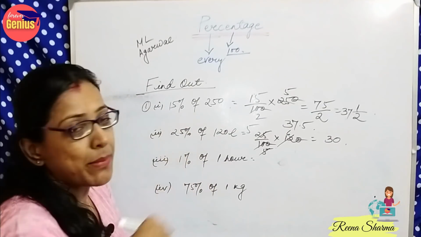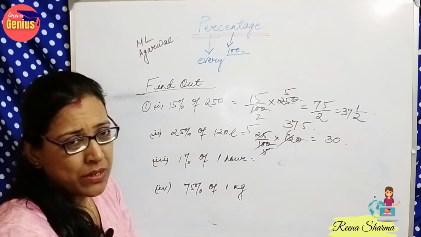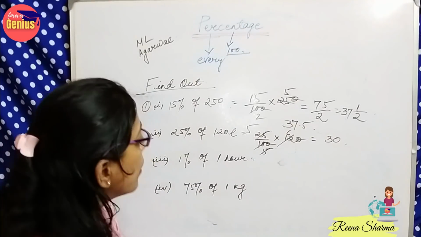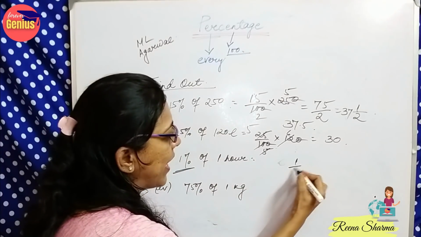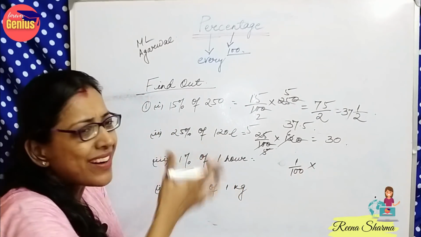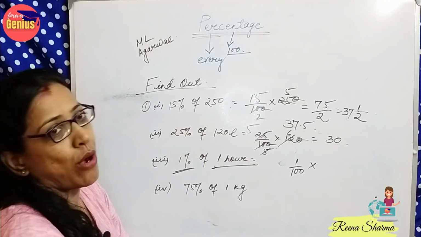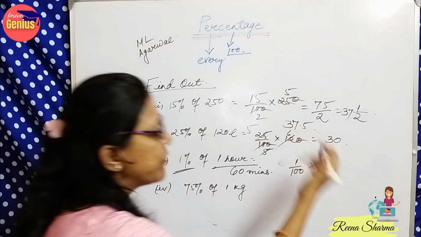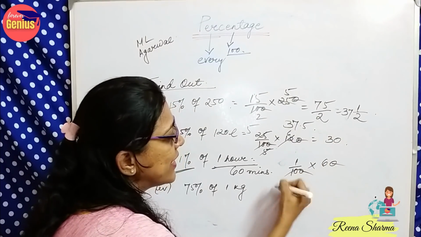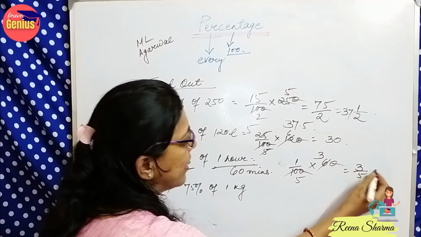1% of 1 hour. Now here the confusion arises in the minds of the children. That 1% then 1 hour, everything is 1. How to do? Often they make mistakes. What they have to do is this. I'll convert it into a fraction, that is 1 by 100 multiplied by 1 hour. If I write 1, I will not find any solution. We will convert it into its next smaller unit, that is 60 minutes. 1 hour means 60 minutes. So now multiply here with 60. Isn't the calculation now easy? So this is equal to 3 by 5.